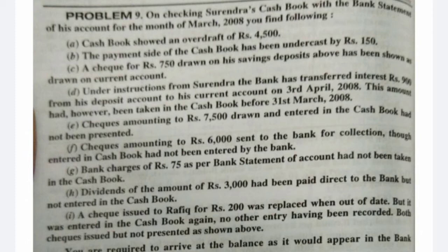Okay. Dividends of the amount of rupees 3,000 had been paid directly to the bank but not entered into the cash book. Means this 3,000 is a receipt to Surendra. It is only recorded in the passbook, that is in the bank. In the bank only it is recorded. It is not recorded in the cash book.